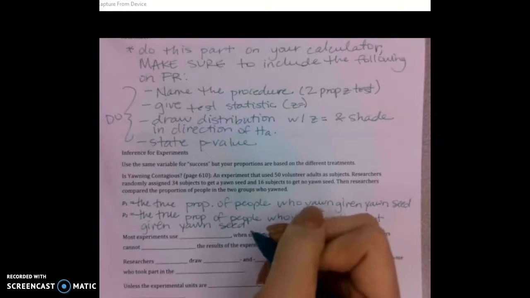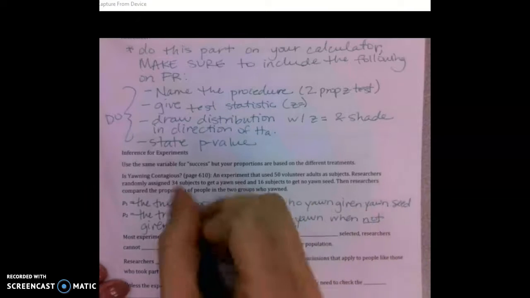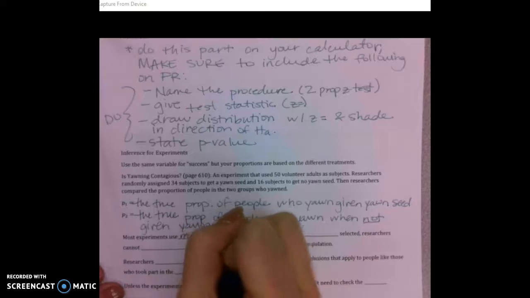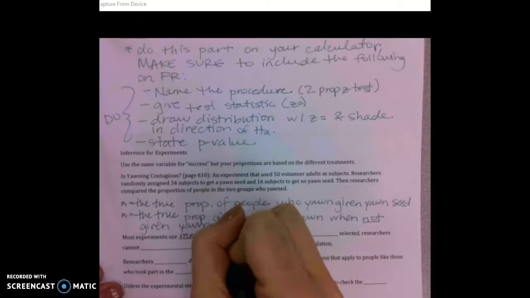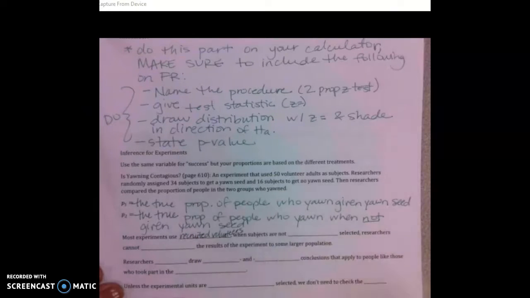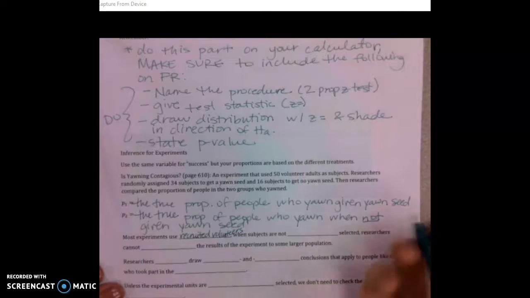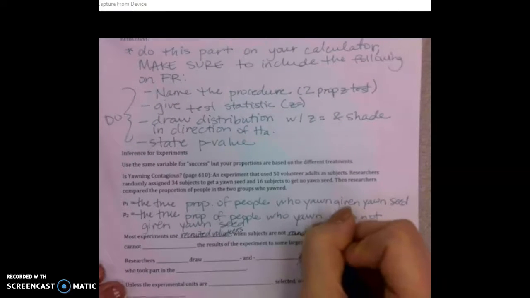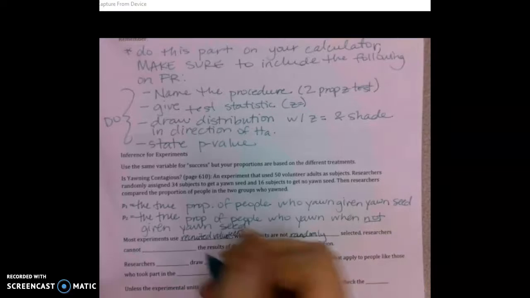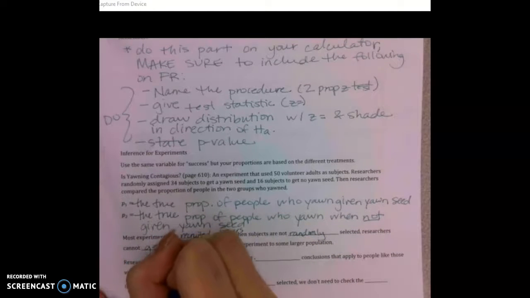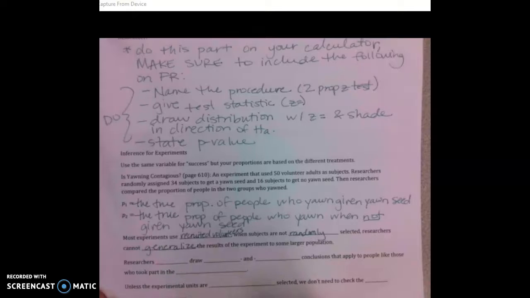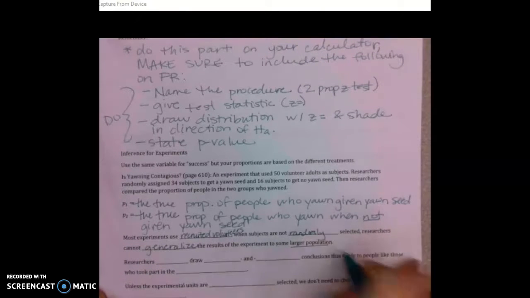So most experiments use recruited volunteers. So this is why you see those sleep study billboards and stuff like that. When subjects are not randomly selected, researchers cannot generalize the results of the experiment to some larger population.